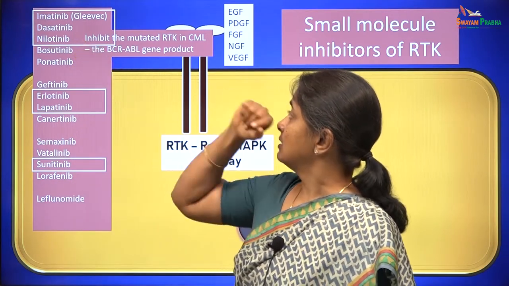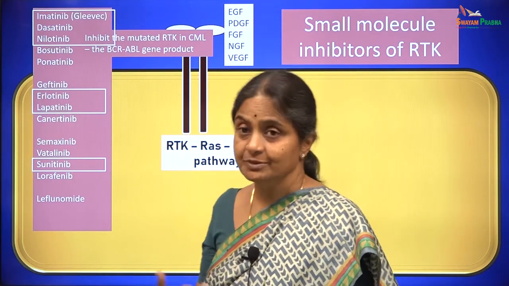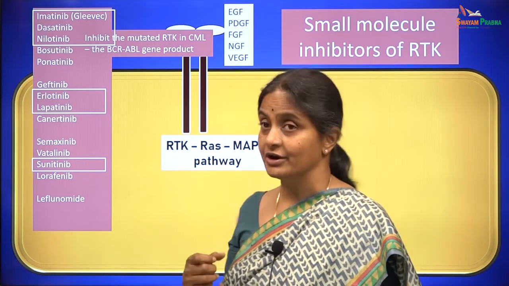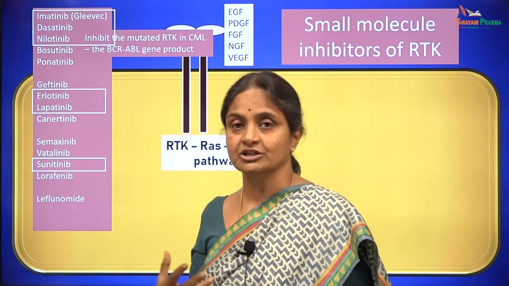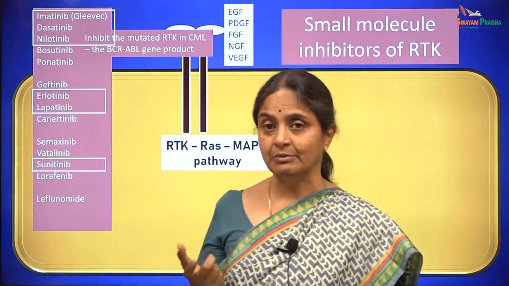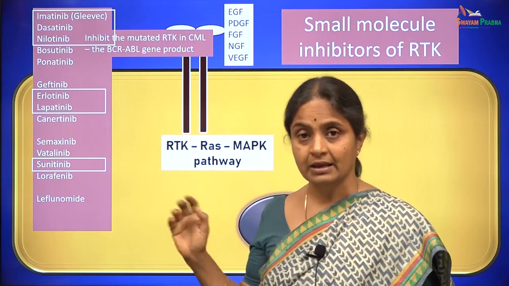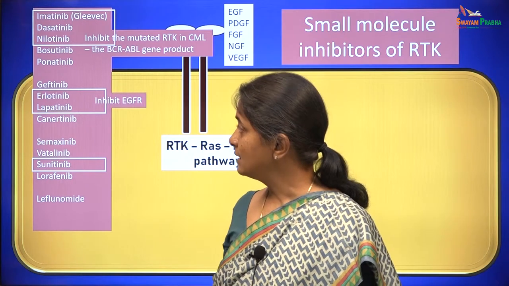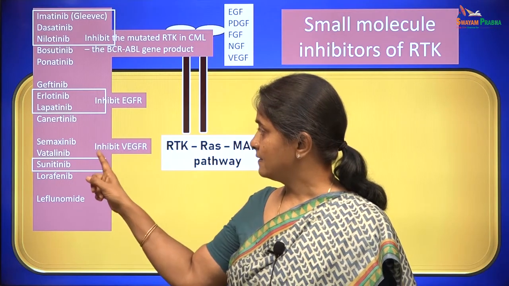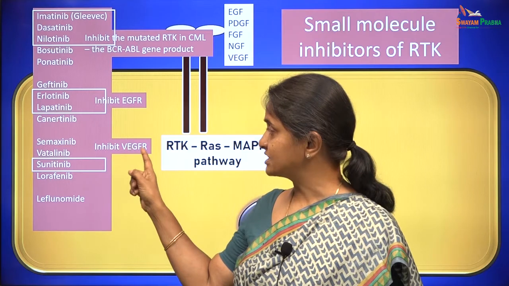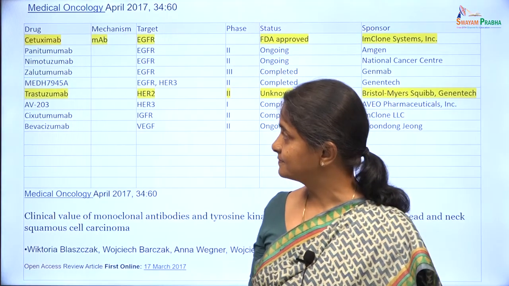Now these act against an RTK, which is in fact a mutated gene product, what's called the BCR-ABL gene product. And this mutated gene product is the cause of one hematological malignancy, that's chronic myeloid leukemia. And you would read about the Philadelphia chromosome and its association with this pathway as you go. These are EGFR inhibitors. And these are inhibitors of the vascular endothelial growth factor receptors. And that's against the platelet-derived growth factor receptor.